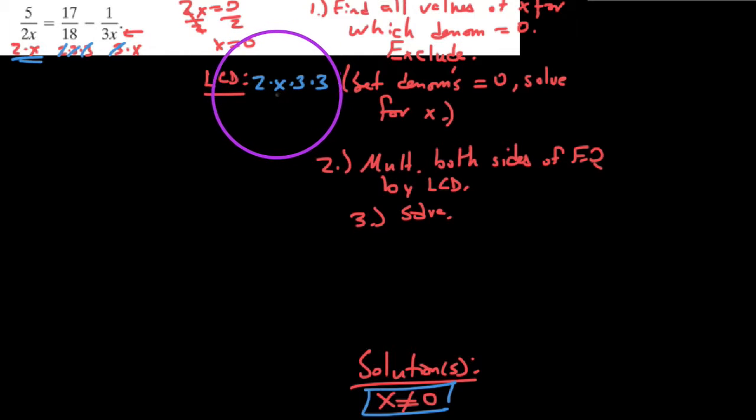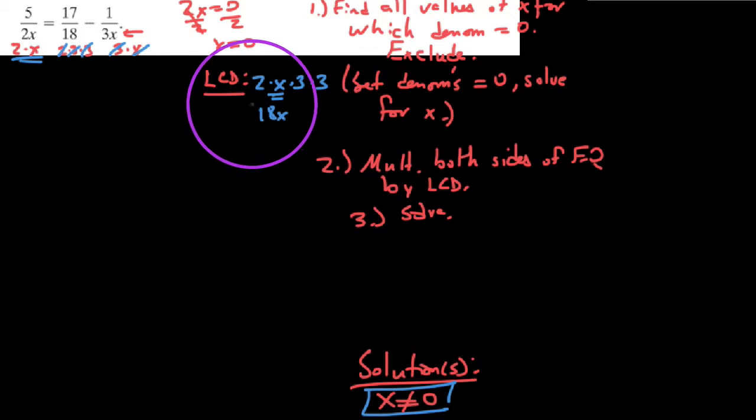And I also already had this x on my list right here. So I can say, well, I don't need to add in another x, this is what I get here. So our LCD in this case is going to be 2 times 3, which is 6, times 3 is 18, and 18x is our LCD. That's what it is, okay?